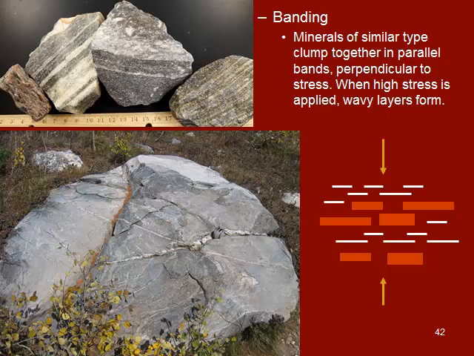Banding. What happens here is, with intense amounts of pressure and heat, minerals tend to clump together in these parallel bands. So we start out with foliation, and then if we keep that pressure on and that heat on, the minerals will eventually start to separate out into these different chunks or layers. And here you can see these color bands present in the top rocks, and how they've recrystallized into the different color bands. And when high stress is applied, and we keep that stress on, we can end up with very wavy layers in the rock, like you can see here.